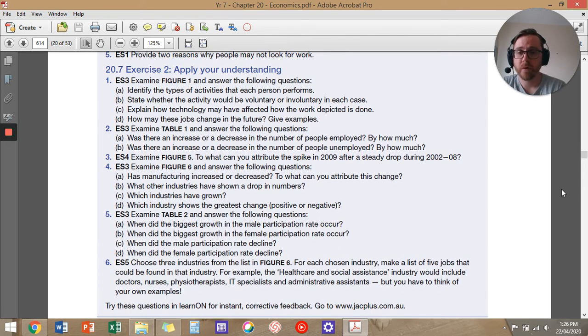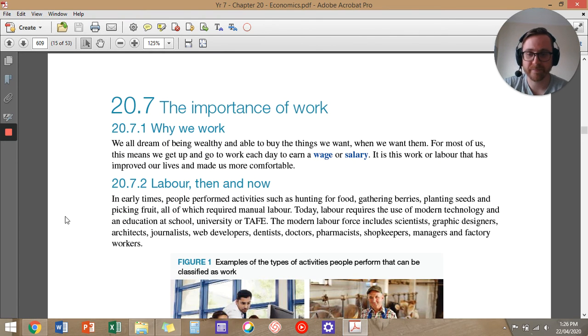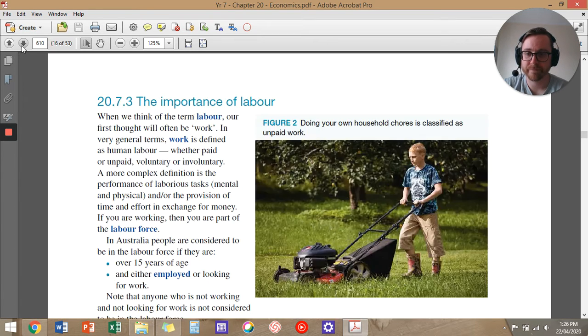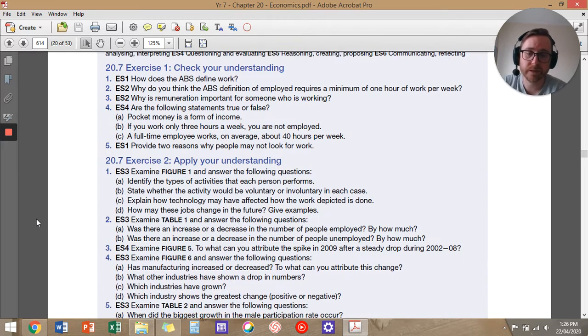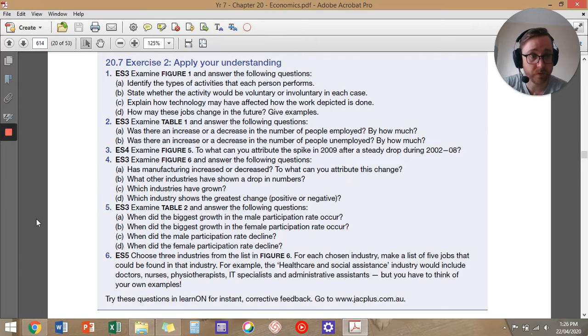Cool. Question 1. So examine figure 1 and answer the following questions. Oh, I have to scroll back up to figure 1. So figure 1 looks like this. So that's that picture there. So you're looking at figure 1 for question 1. Identify the types of activities that each person performs. So the different activities they would perform in their job, or what looks to be their job in that photo. State what the activity would be. Is it voluntary or involuntary in each case? So are they being paid for their activity, or is it a charitable activity?